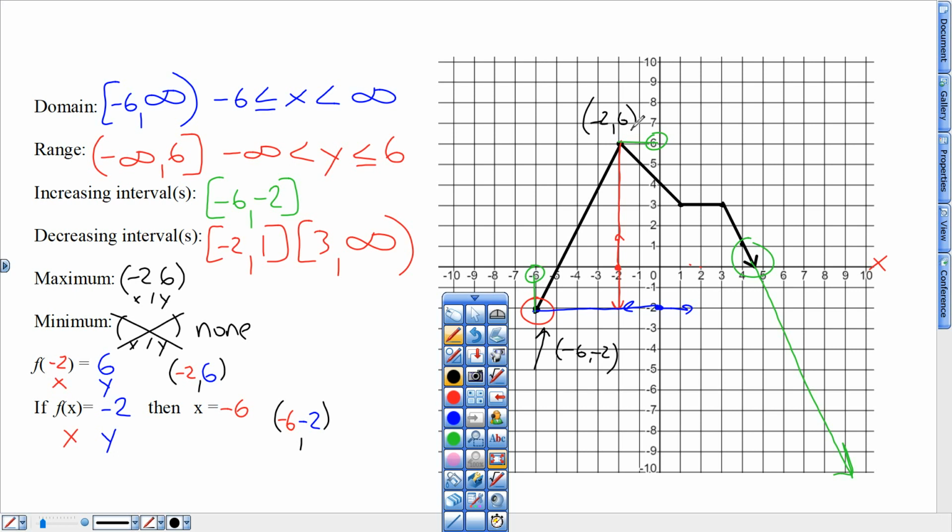All right, so again, just a little recap. Make sure domain, left to right, intervals measured left to right. Only range is measured from bottom to top.